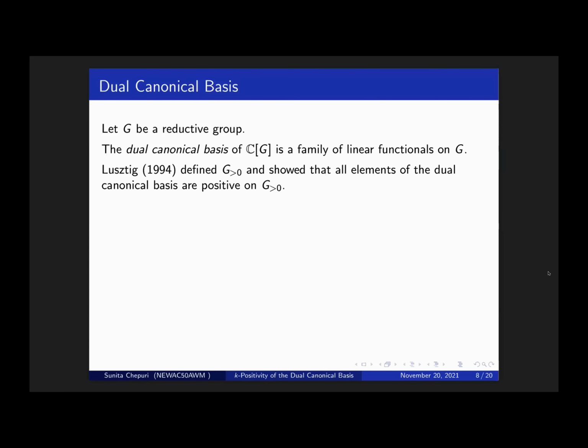And the reason that this relates to our positivity story that we've been looking at is that Lusztig defined for this reductive group G, the totally positive part of G, and showed that all elements of the dual canonical basis are positive on this totally positive part of G.